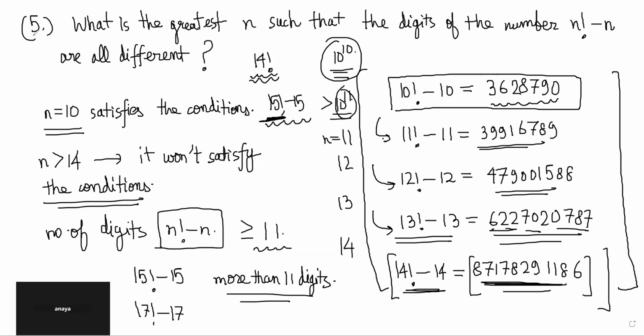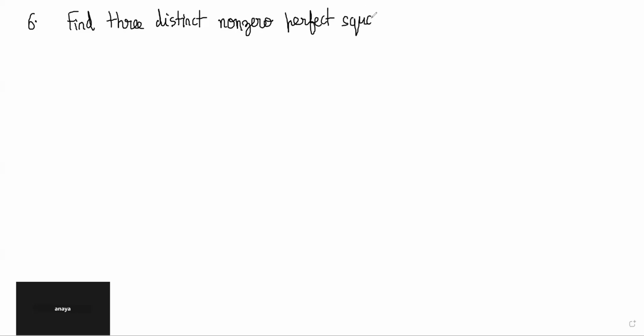Okay, the next two problems are similar, so I'll give them together and you need to try them. Problem 6 is, you know what a perfect square is, right? Yes. Find three distinct non-zero perfect squares whose sum is also a perfect square.